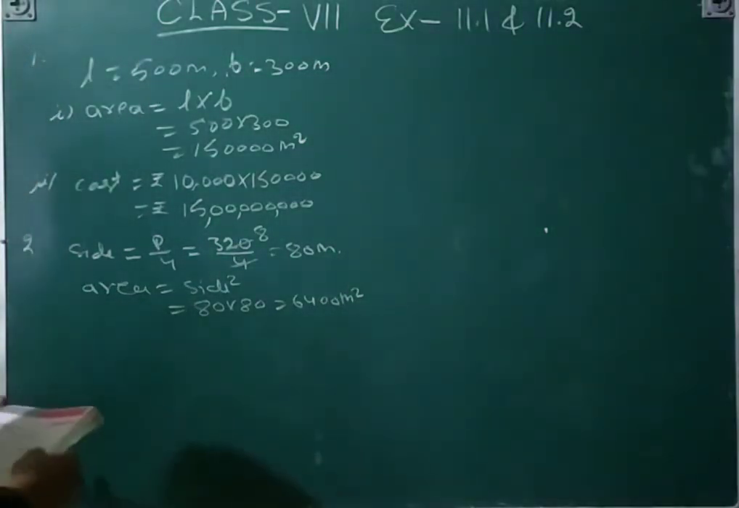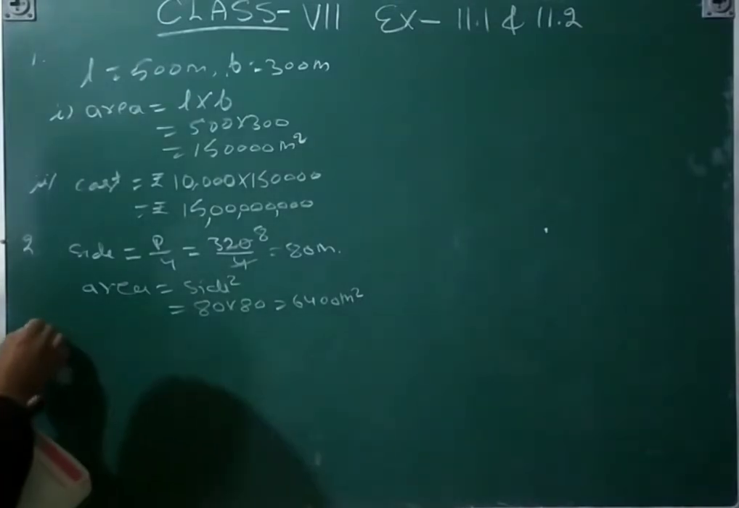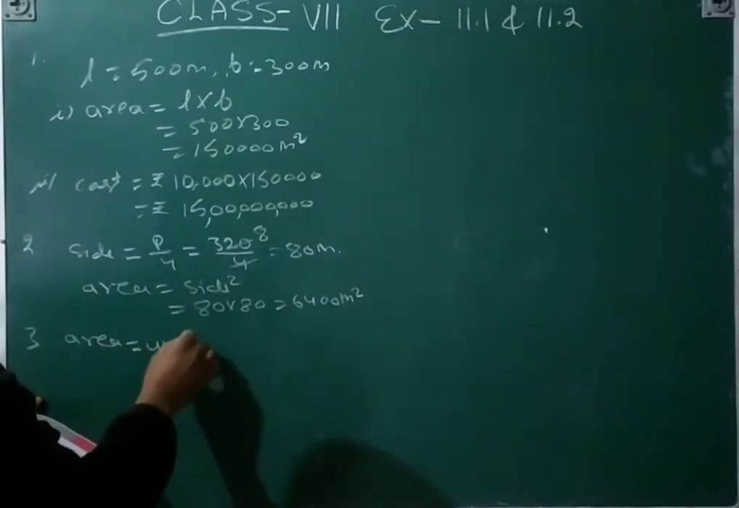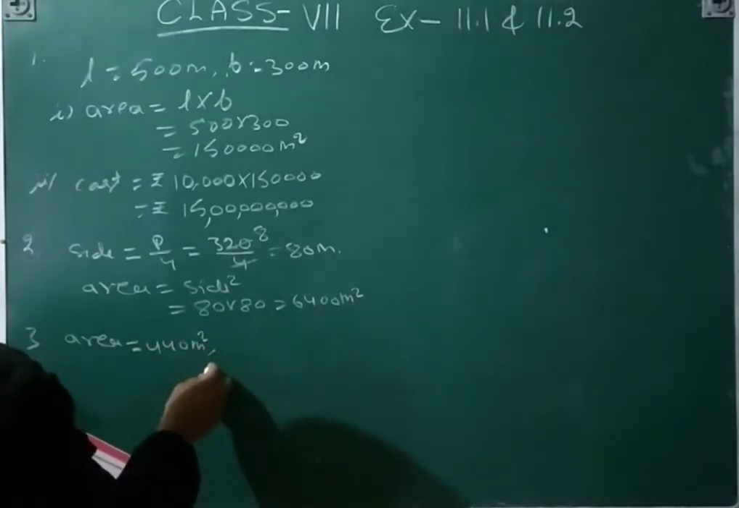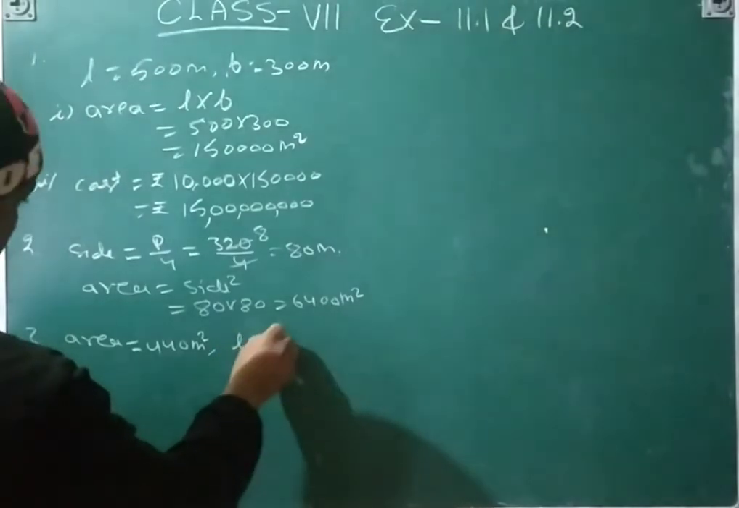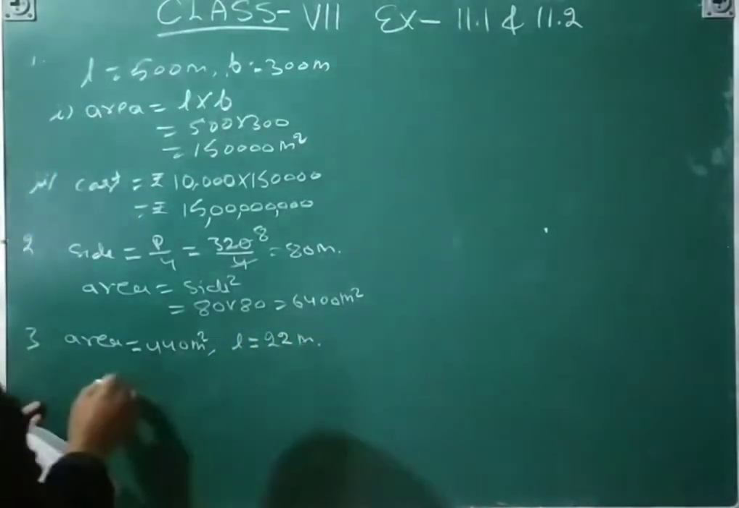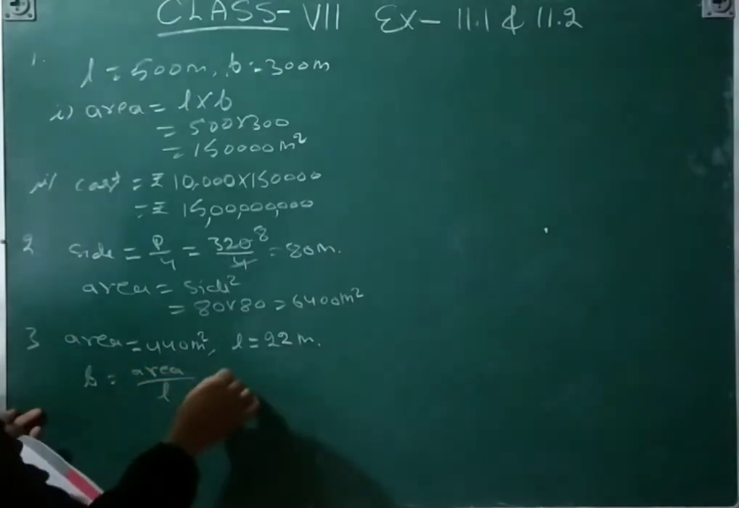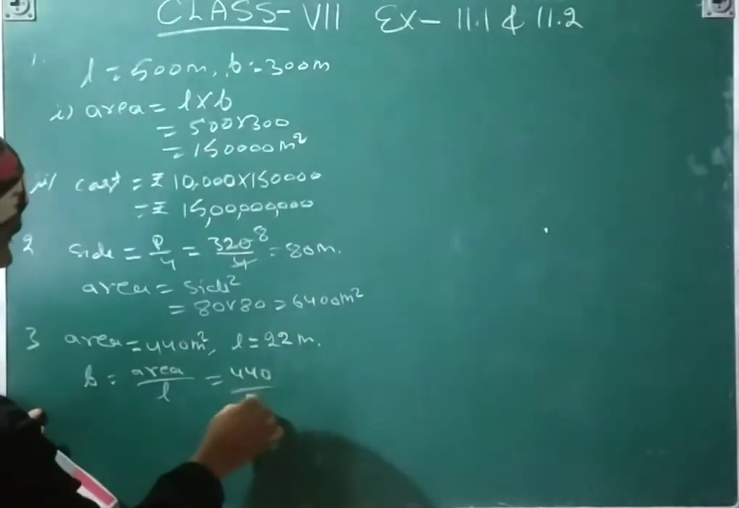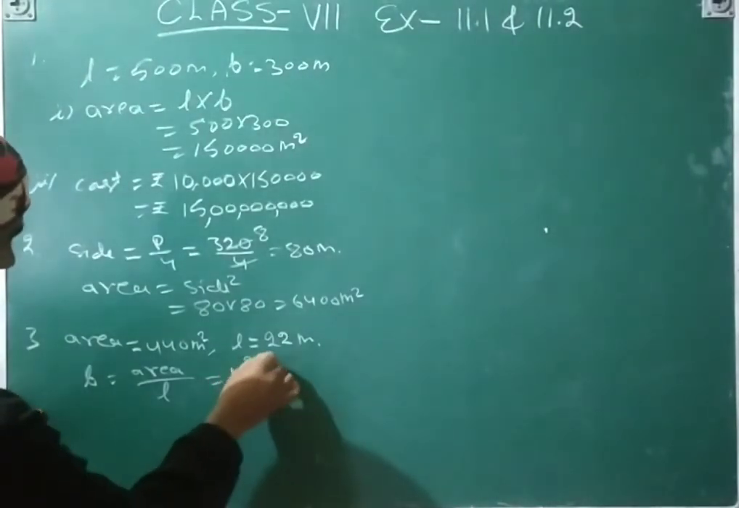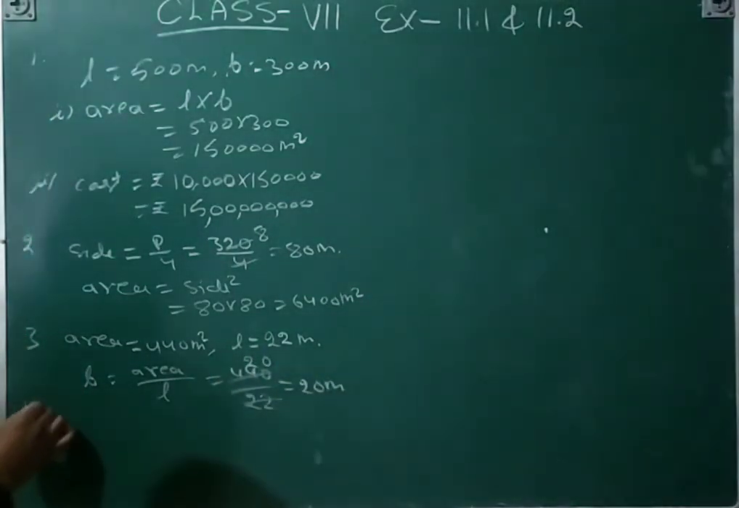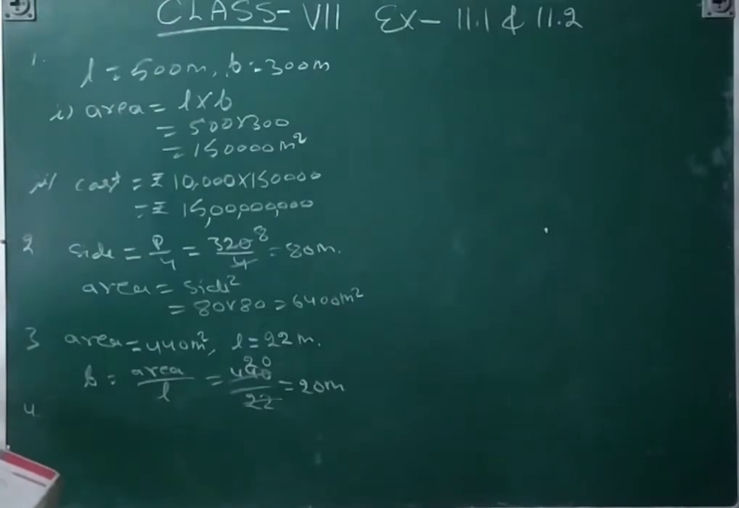Third, find the breadth of the rectangular plot, where the area is given. Area is equal to 440 meter square, and length is given as 22 meter. So breadth is equal to area upon length, 440 upon 22, that is 20 meter. That is the breadth.